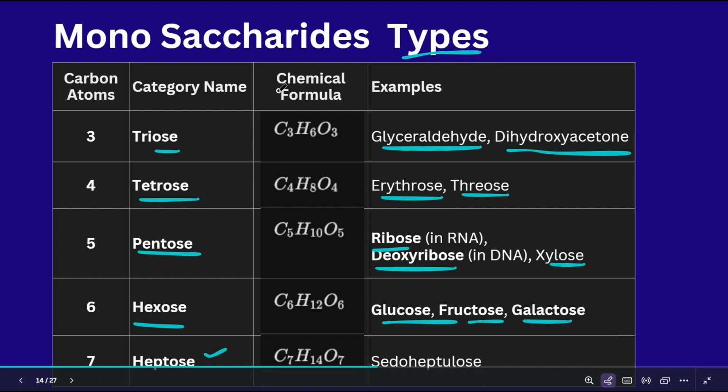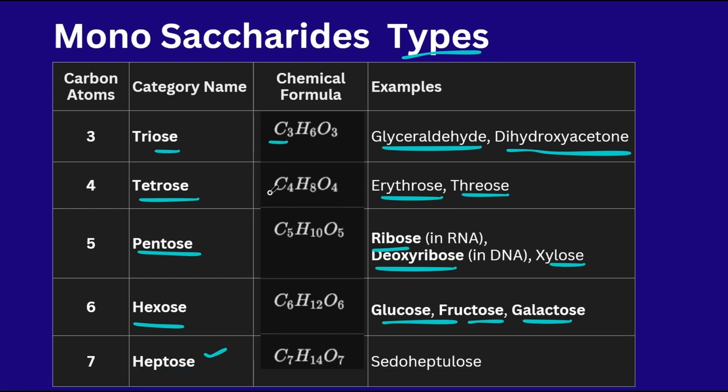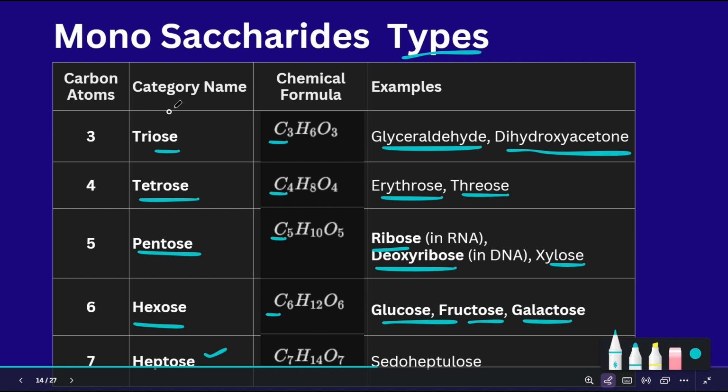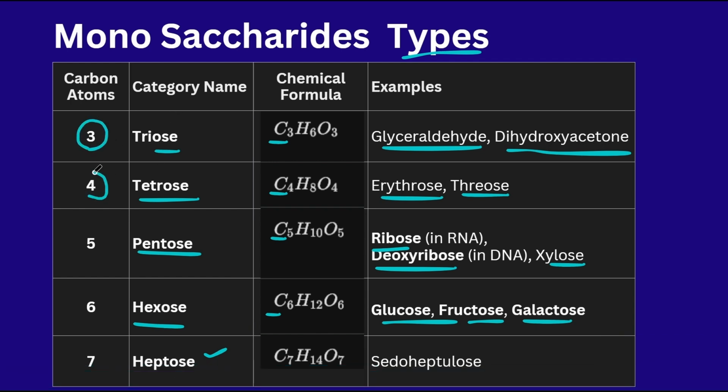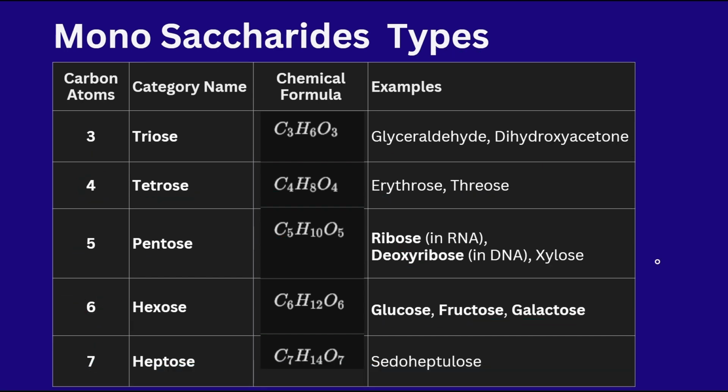Here, depending upon the number of carbon atoms, monosaccharides are divided into triose containing 3 carbons, 4 carbons in the tetrose, 5 carbons in the pentose, 6 carbons in the hexose, and 7 carbons in the heptose.